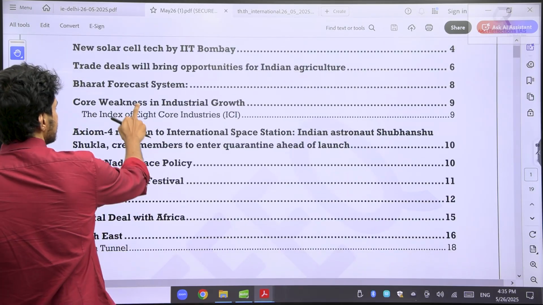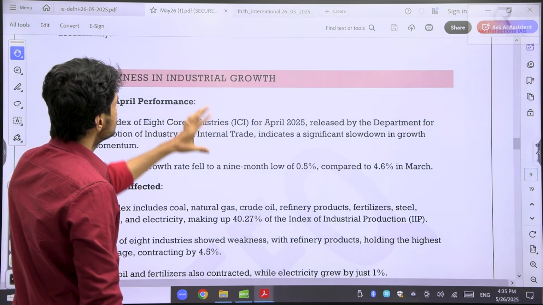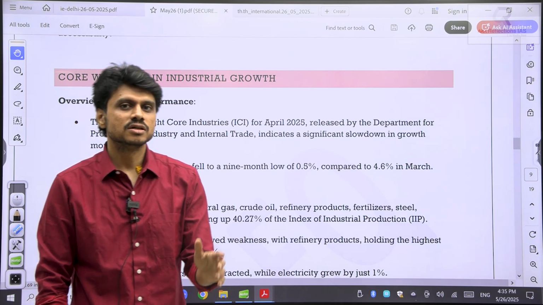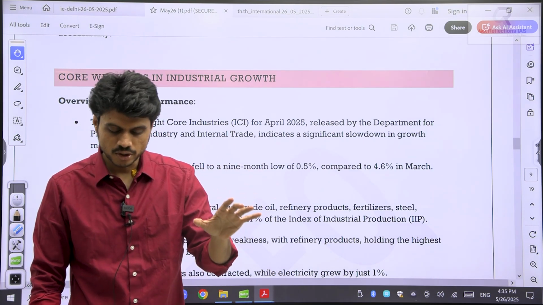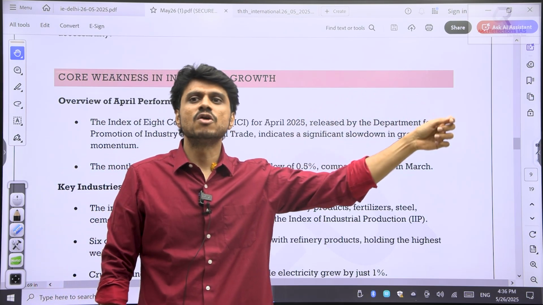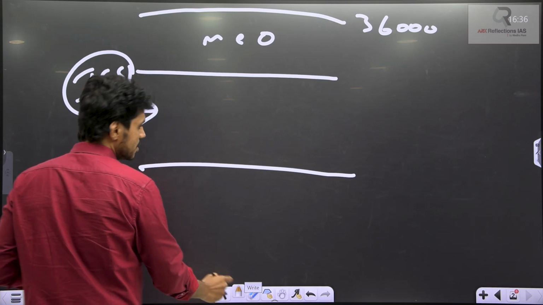Now see, there is an editorial in the Indian Express. They are talking about how our core industries have weakened. Now every month, before getting into this, we have mentioned the GDP. What do you mean by GDP? Final value of the goods and services produced in the country.